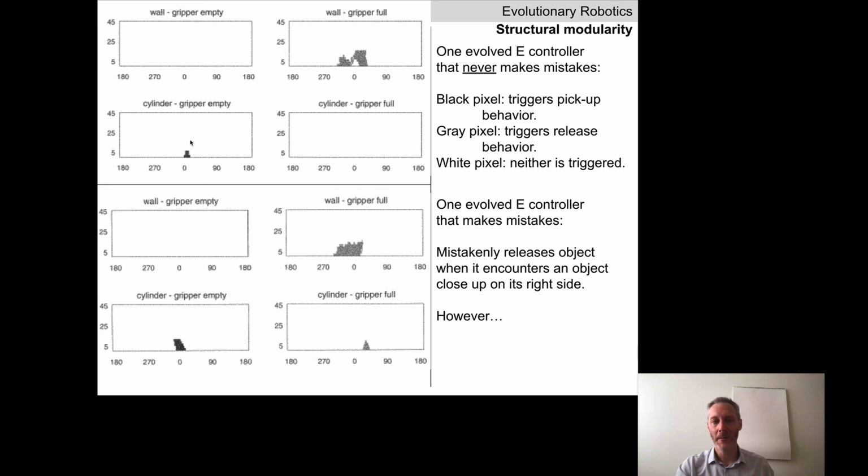Let's start down here. This is the case where the robot is being placed near to a cylinder and its gripper is empty. What does this small group of black pixels down here tell you? What does this panel as a whole tell you about what the robot does when it's placed near a cylinder and its gripper is empty? Any ideas?